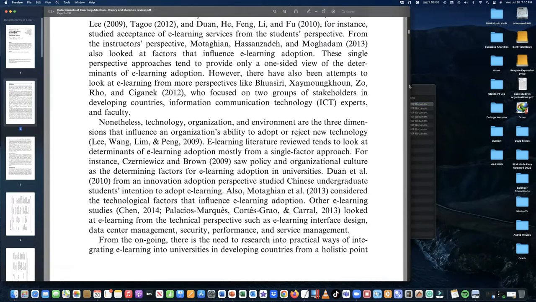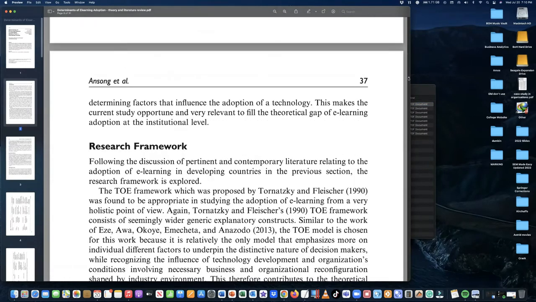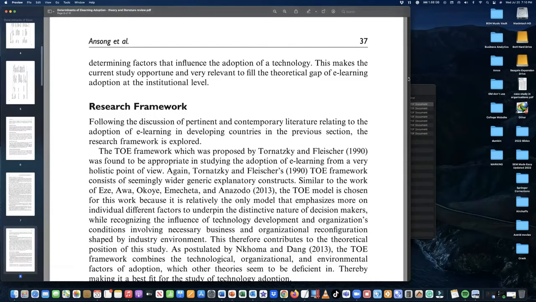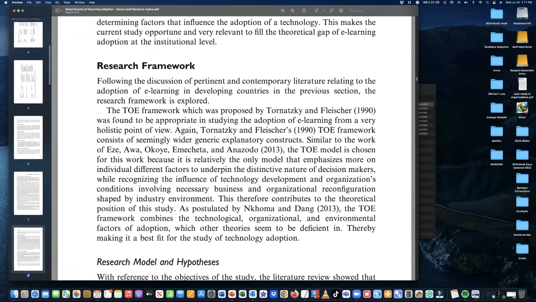Okay, so yes. The research model and hypothesis. The research framework is the technology-organization-environment (TOE) framework by Tornatzky and Fleischer, 1990. This framework seems to be a wider generic explanatory construct. So it's wide, and people have used the model in different ways. It's not for e-learning, it's generally for the adoption of technology. So it looks at diverse issues.